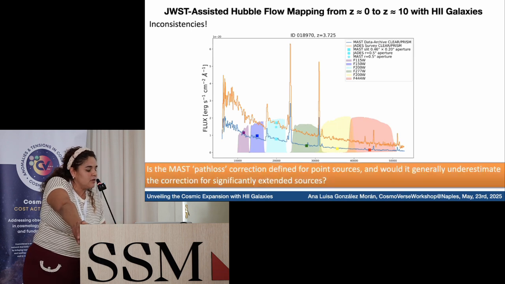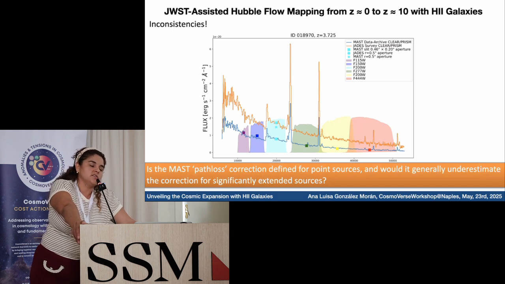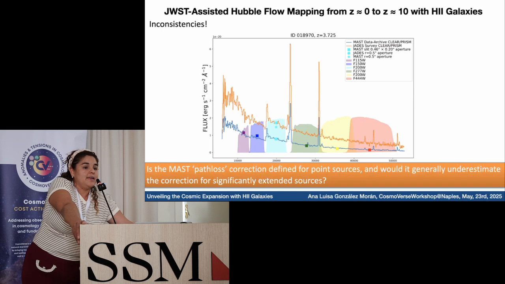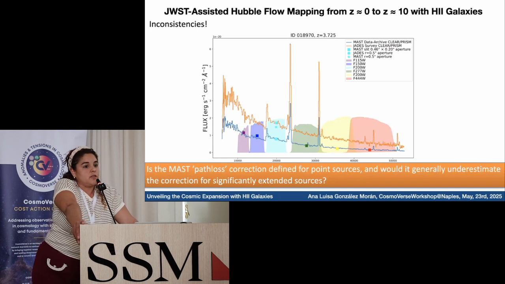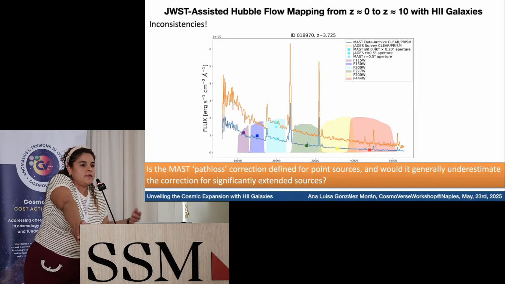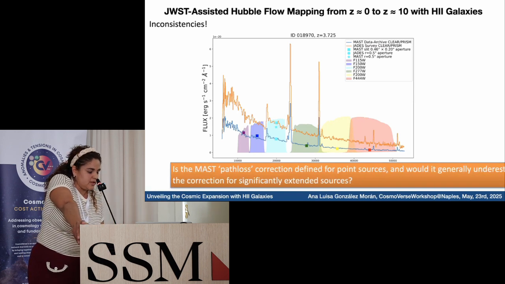And so this means, we wonder, is the path loss correction defined for point sources, and will it generally underestimate the correction for significantly extended sources? And the answer is yes. So at this moment, I trust the JADES spectra a little bit more, because at least they correct for path loss. But if you want to use the MAST data, you can perform the photometry and correct that, and that's it. It's possible to do that.